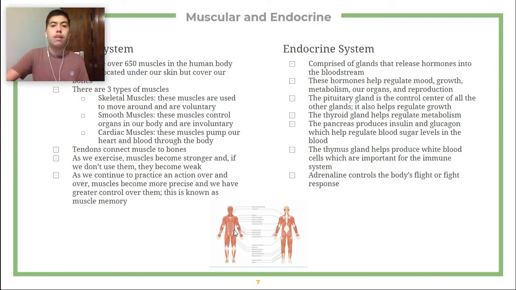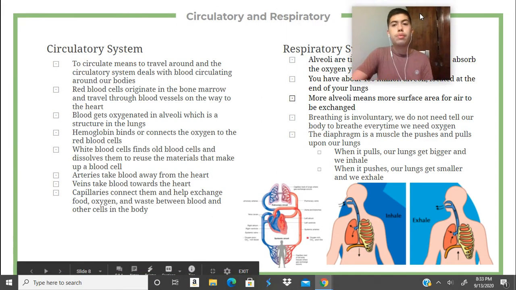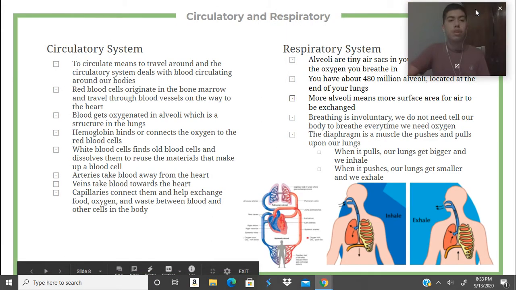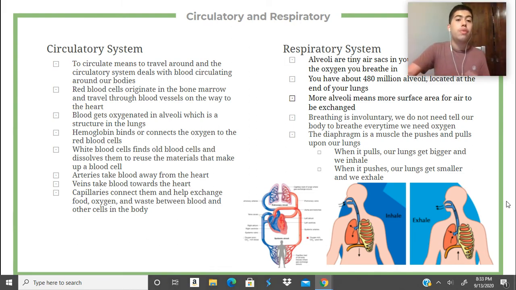So now we have the circulatory and respiratory system. To circulate essentially means to travel around, and that means our circulatory system deals with blood circulating around our bodies. Red blood cells originate in the bone marrow, as we said before, and travel through blood vessels on the way to the heart. Blood gets oxygenated in the alveoli, which is a structure in our lungs. Hemoglobin is what binds the oxygen to the red blood cells. So remember, in the story, it's like a ticket onto the red blood cells.